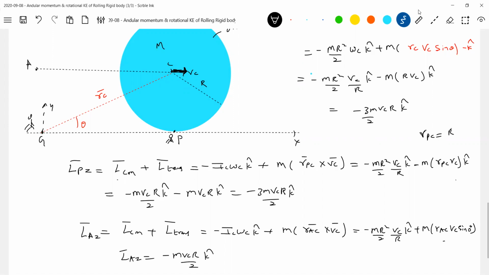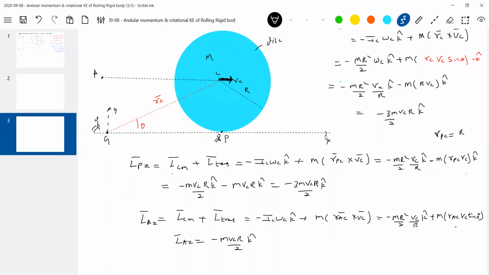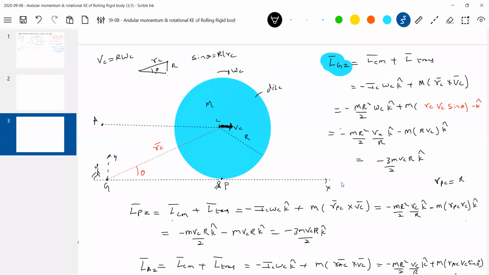Now you have to ask a question. When you measure about P, L_GZ equals L_PZ, but we are not getting L_GZ equal to L_AZ. About different points it will be different here. And now, sir, can I measure about a point above, somewhere here above? Yes, you can measure about this point also. Later, I'll show that one, because let me introduce the rolling idea.